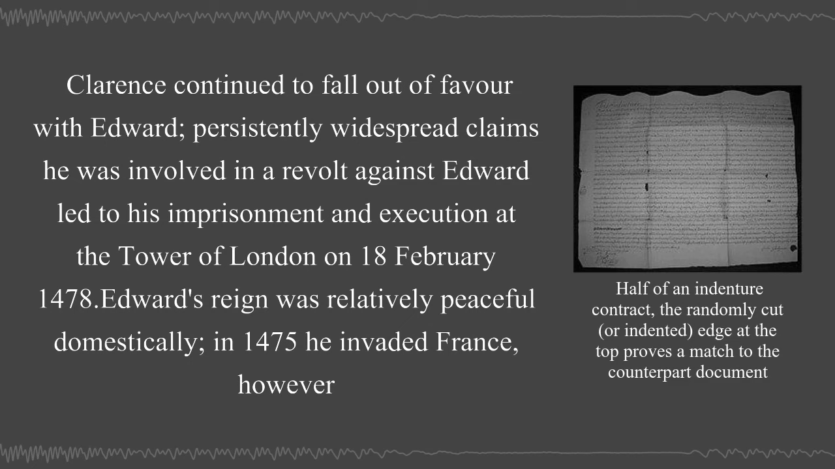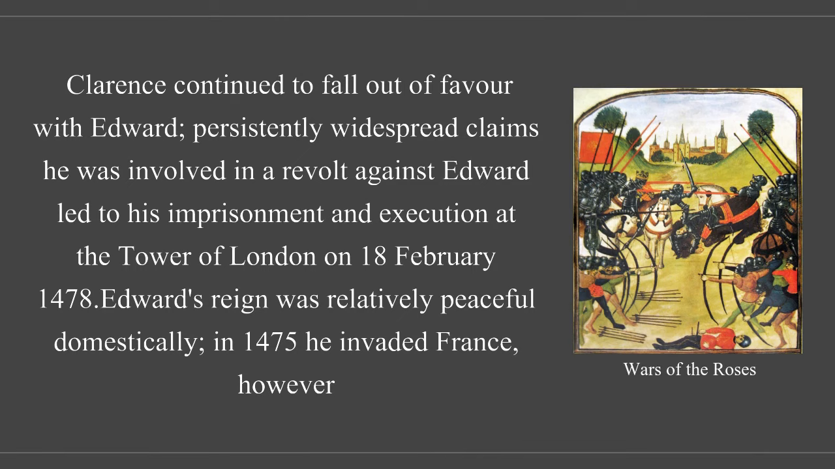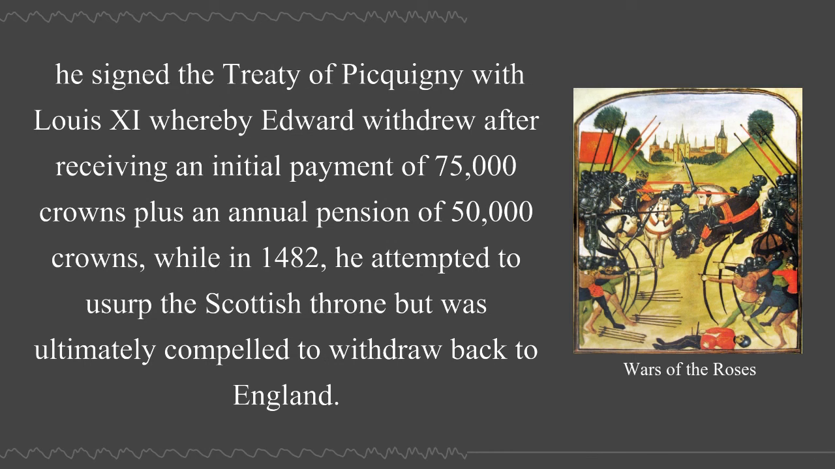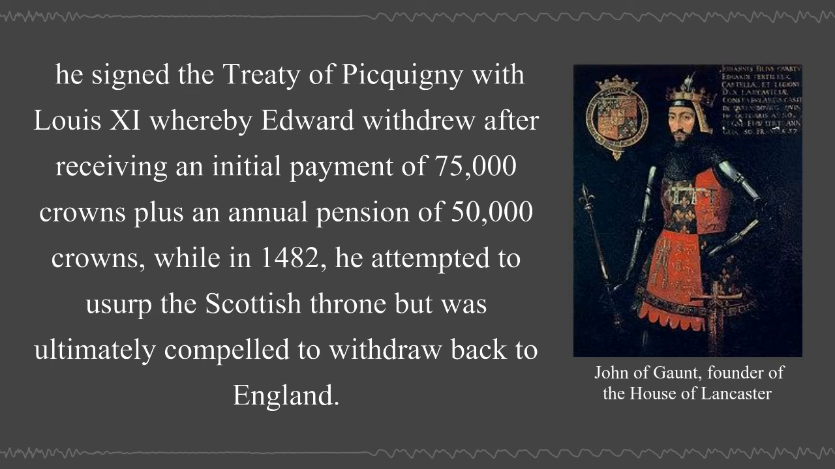Edward's reign was relatively peaceful domestically. In 1475, he invaded France, however. He signed the Treaty of Picquigny with Louis XI, whereby Edward withdrew after receiving an initial payment of 75,000 crowns plus an annual pension of 50,000 crowns, while in 1482 he attempted to usurp the Scottish throne but was ultimately compelled to withdraw back to England. Nevertheless, they were successful in retaking Berwick.